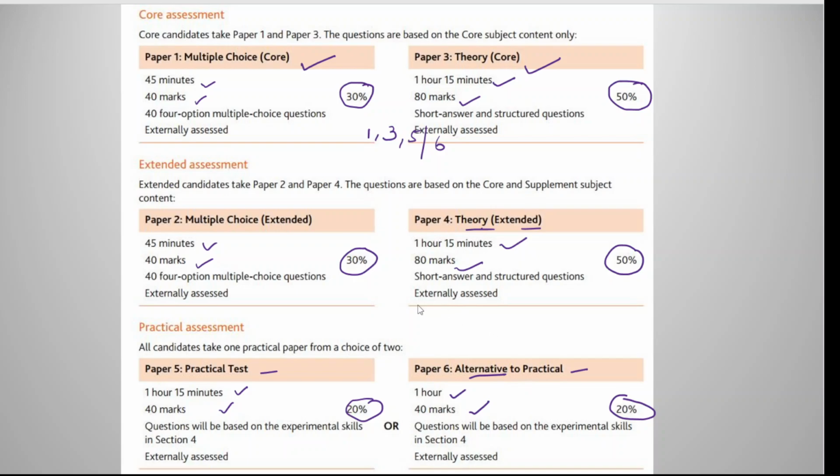Again, for extended candidates, you have paper 2, MCQ, paper 4, theory, and paper 5 or paper 6, either practical or alternative to practical. So that is it. So you can go either for core or extended. That's it for the assessment for IGCSE Physics.